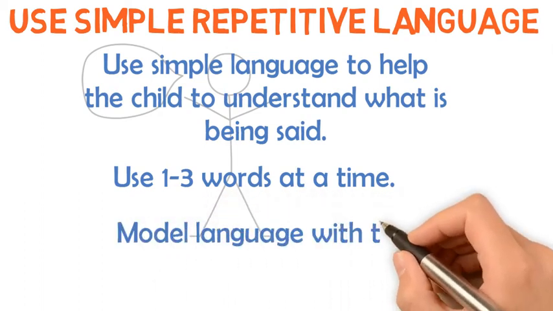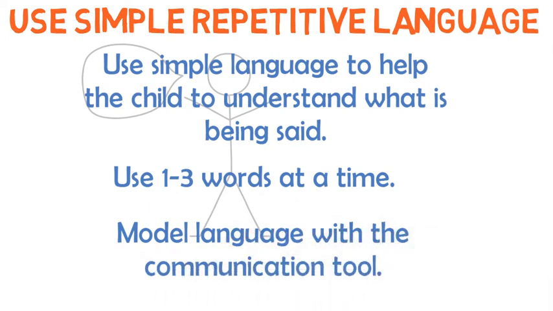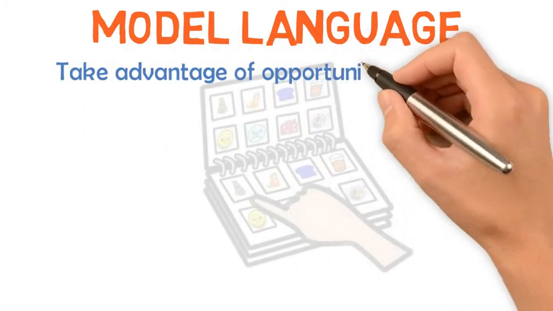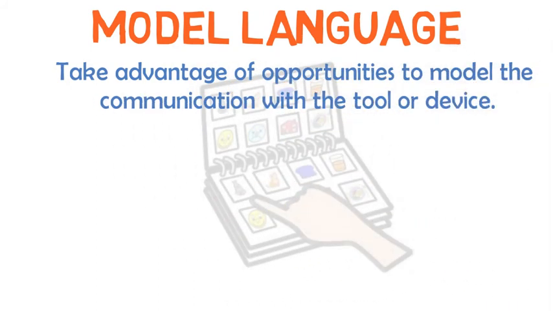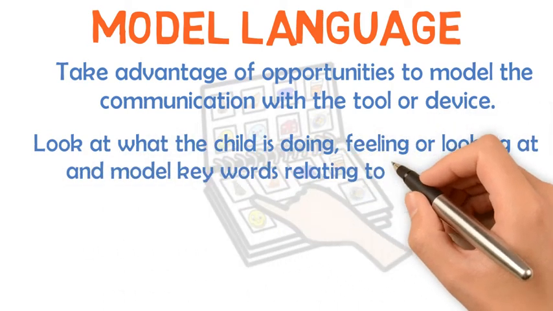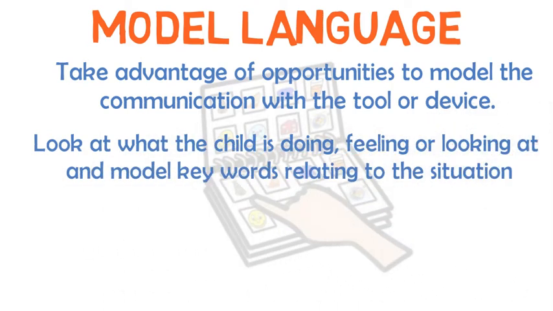Modeling language with the communication tool will encourage partners to slow down and simplify their language. Using the communication tool will provide a model for the child and create a learning opportunity. Model language. When modeling, imagine you are adding closed captions to a silent movie. Look at what the child is doing, feeling, or looking at, and model the key words relating to the situation by saying them aloud or using his or her communication tool.